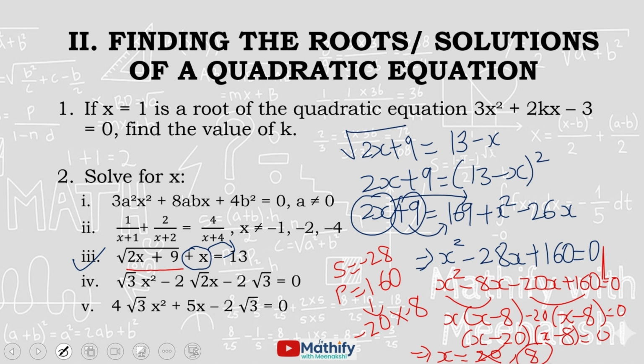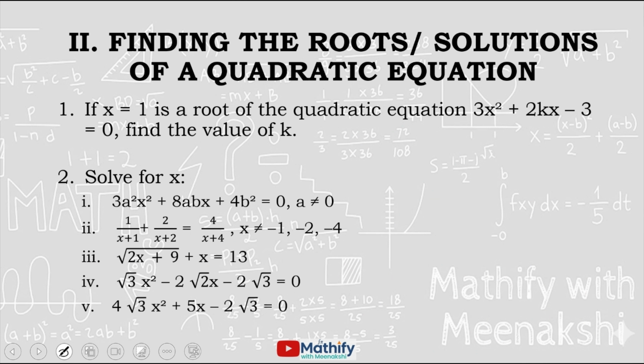I will tell you how it's 8. Just see, when you put the value of x as 8, 2 into 8 is 16. 16 plus 9, that is 25. What is the square root of 25? That is 5. Now 5 plus 8, it's 13. So x equal to 8 will satisfy this equation, and that's why your answer is only x equal to 8. So you have to be careful.